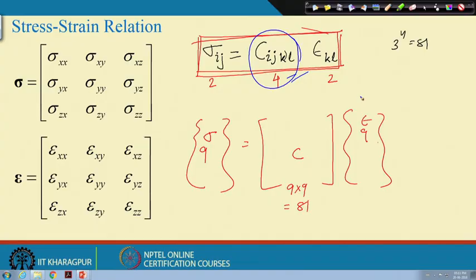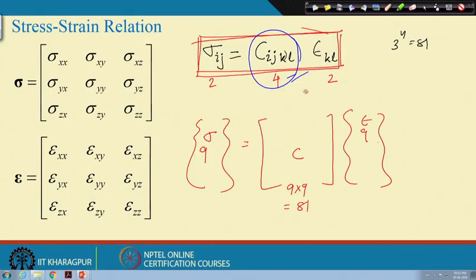So, I stop here today. In the next class we will discuss the constitutive relation. The relation we just wrote here is called the constitutive relation. The next class will probably start with the expression sigma ij is equal to C ijkl epsilon kl, and then see how to find this C and what properties C may have.